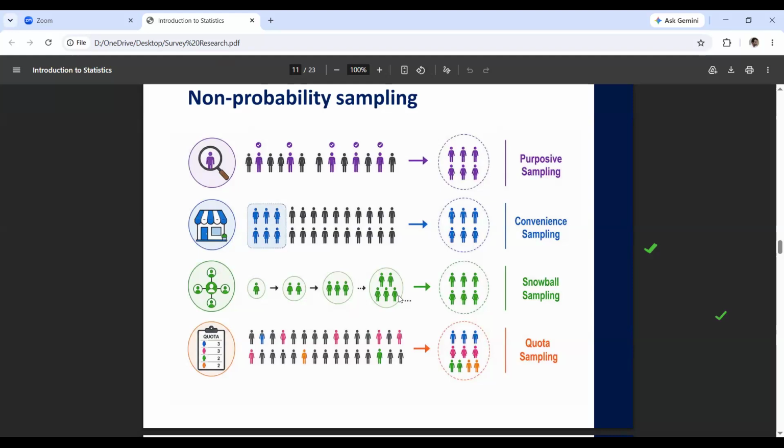And finally, quota sampling, which is widely used for exit polls. Those who do political opinion and election polls use quota sampling. In this, there is a target from different groups: so many males to interview, so many females, and at least so many booths to cover from a constituency area. So you have to achieve a fixed, predefined number of targets.